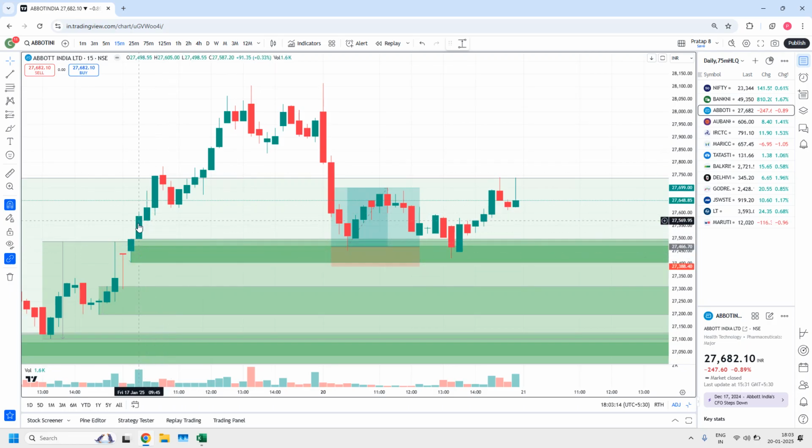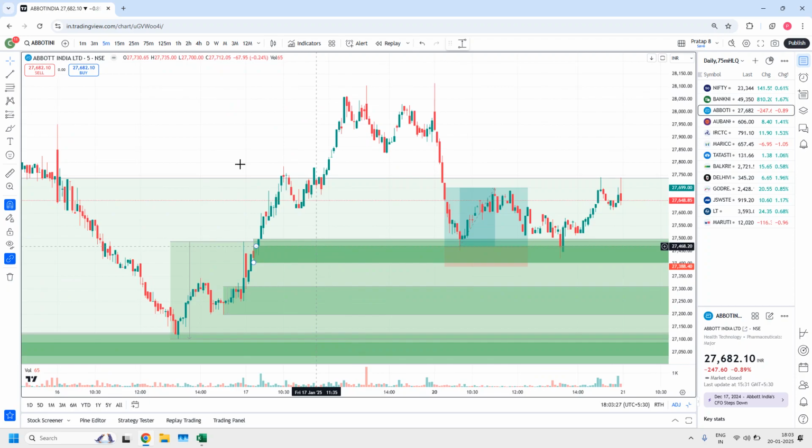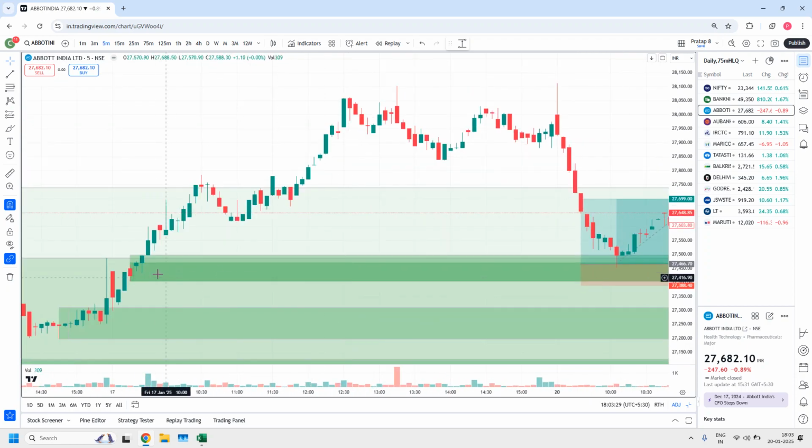Sometimes what happens is that because of this leg out you compromised and drew the zone, it may make your order flow fail because the 5 minute structure is also not proper, say for example. Now here the 5 minute structure is good. But the only thing is the 5 minutes risk is very high.